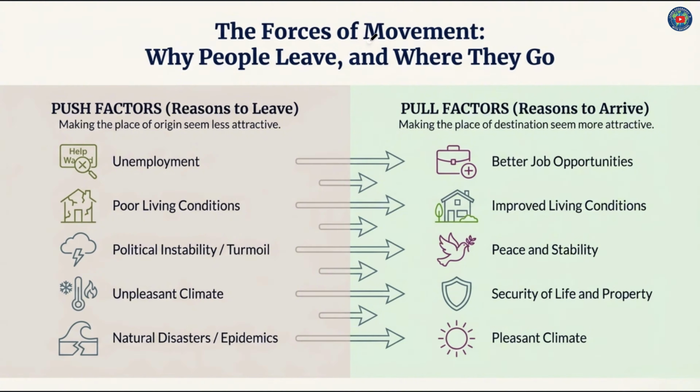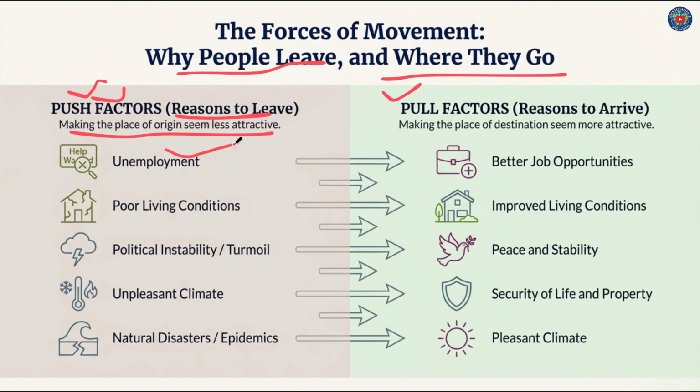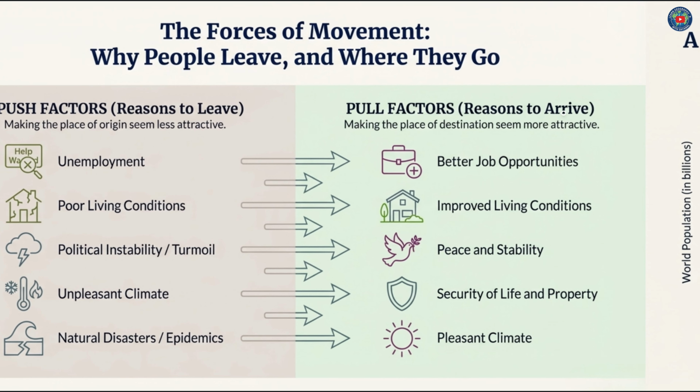Okay, now the forces of movement: why people leave and where they go. Push factors and pull factors. Push factors means reasons to leave, making the place of origin seem less attractive, for example unemployment, poor living conditions, political instability, unpleasant climate, natural disasters, and epidemics. Pull factors means reasons to attract or arrive, making the place of destination seem more attractive, for example better job opportunities, improved living conditions, peace and stability, security of life and property, and pleasant climate.